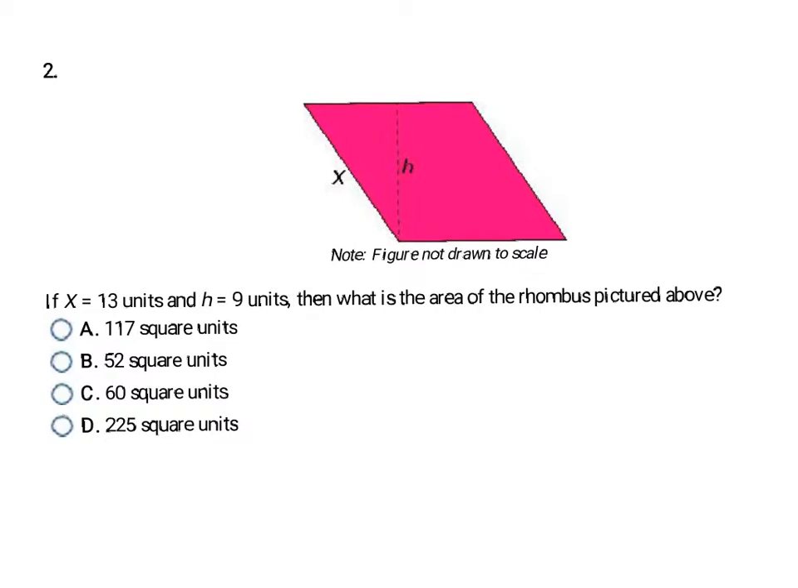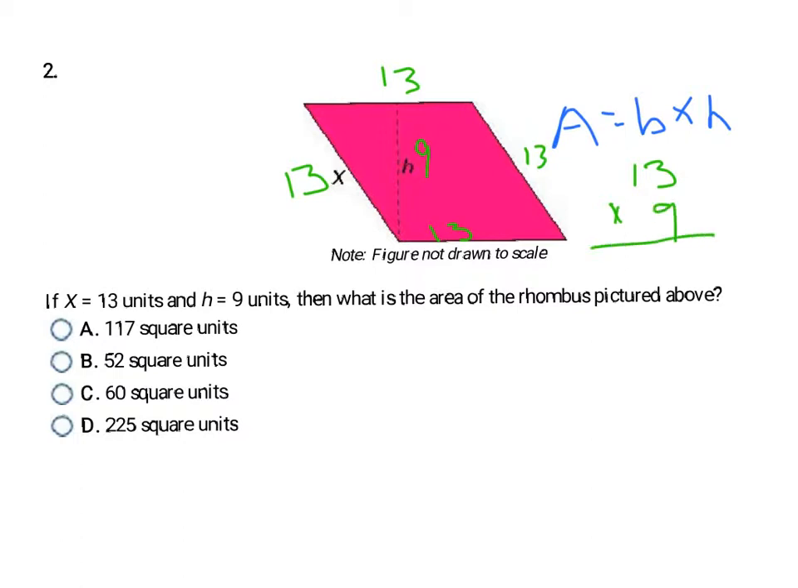Here they give us a rhombus. Once again, the area of a rhombus is a base times the height. However, in a rhombus all of the sides are the same, so this x is 13. All of the sides here are going to be 13 because it's a rhombus, and the height is 9. So my base is 13 and my height is 9, so I'm going to take 13 times 9. When I do that, I get 117 square units as my final answer, which is choice A.